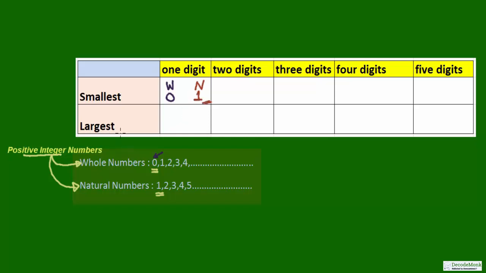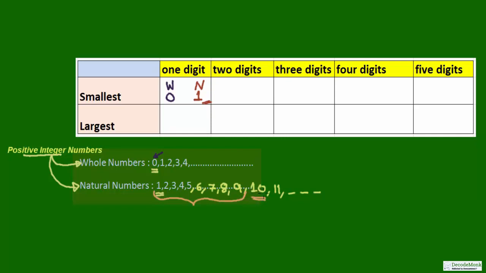Next, discussing the largest single digit number. If you increase the numbers on the number line or among natural numbers, next will be 6, 7, 8, 9, 10, 11, and so on. Now my dear little friends, you can see over here that 1, 2, 3, 4, 5, 6, 7, 8, 9, all these are single digit numbers, and just after 9 comes 10.